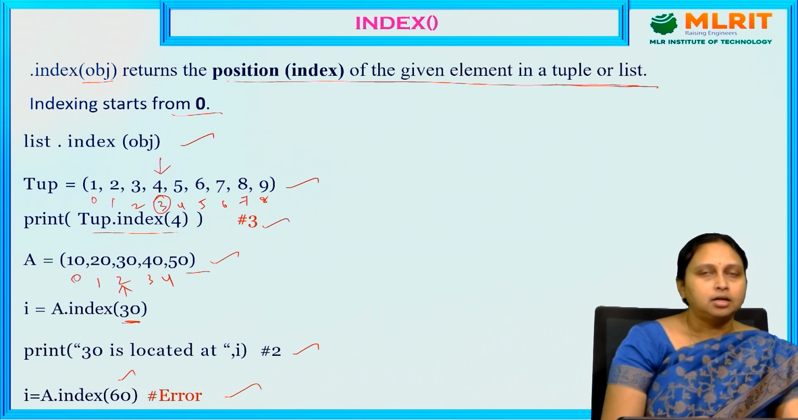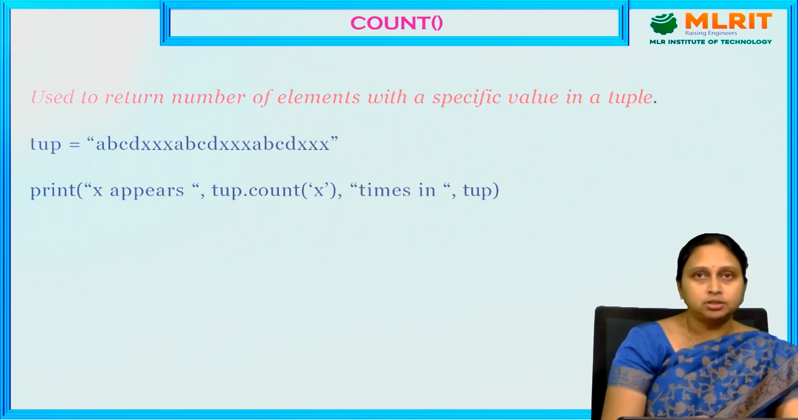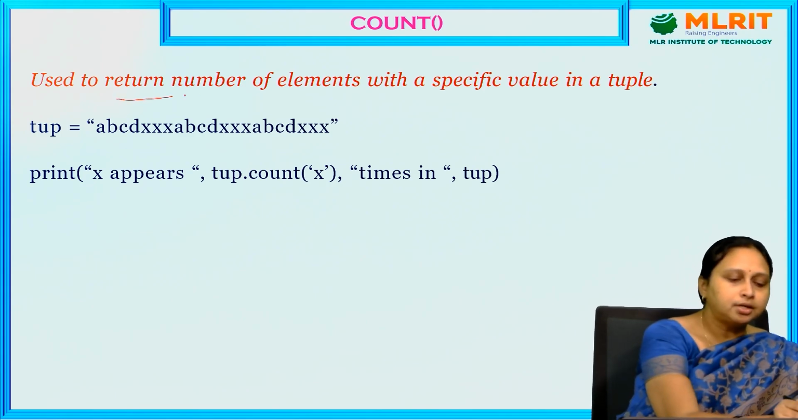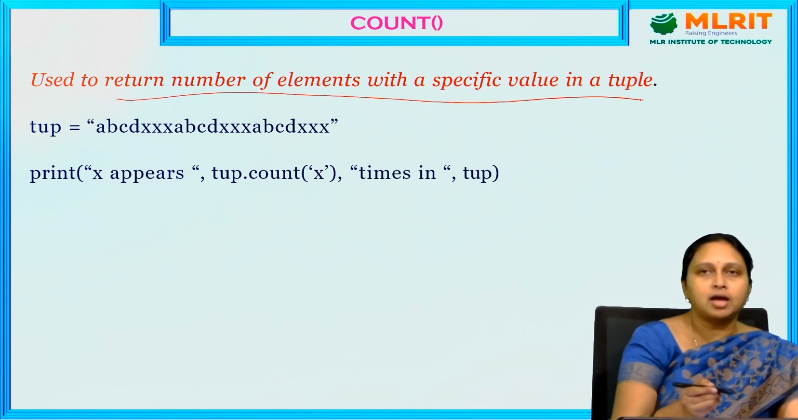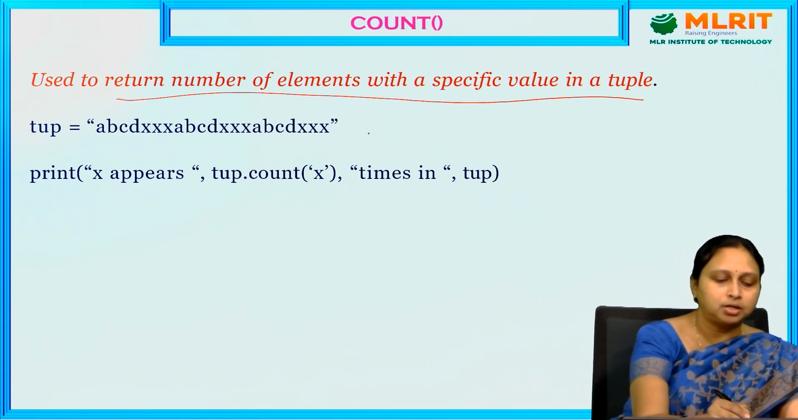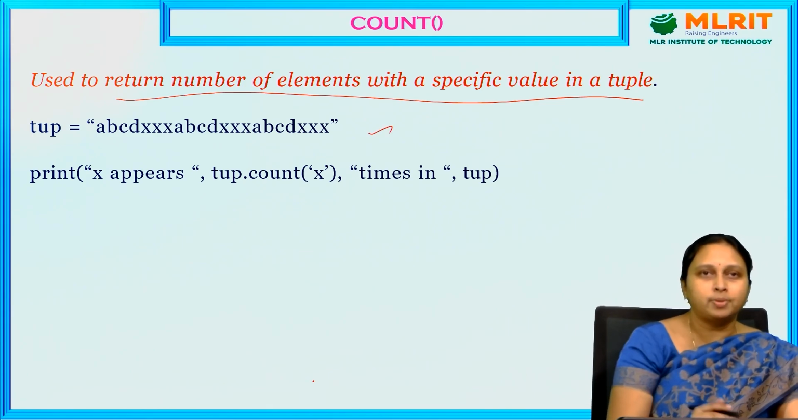Okay. Next, we are going to have the count. As we know, count means it is going to return how many elements are present in a tuple, and that count will be displayed. Use it to return the number of elements with a specific value in a tuple. Suppose I want to count how many A's are there in this particular tuple, how many B's, how many X's. If I want to find that, I can use this count function, so that I am able to find how many times that particular element was repeated.